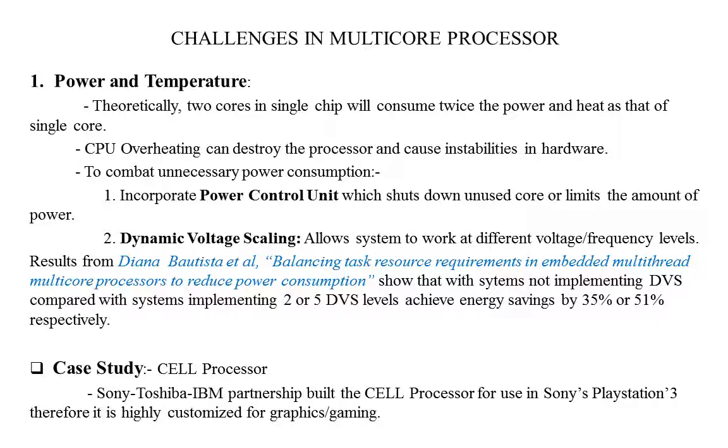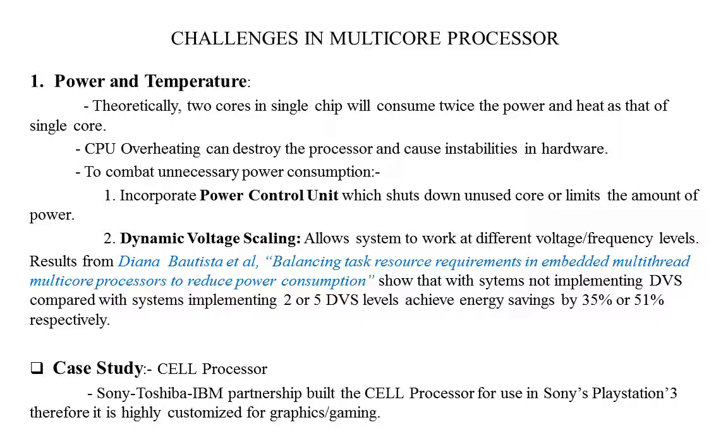Another method to reduce the power consumption is to use dynamic voltage scaling. DVS allows systems to work at different voltages or frequencies. Research work shows that systems not implementing DVS, compared with systems implementing 2 or 5 levels of DVS, achieve energy savings of 35% or 51%.